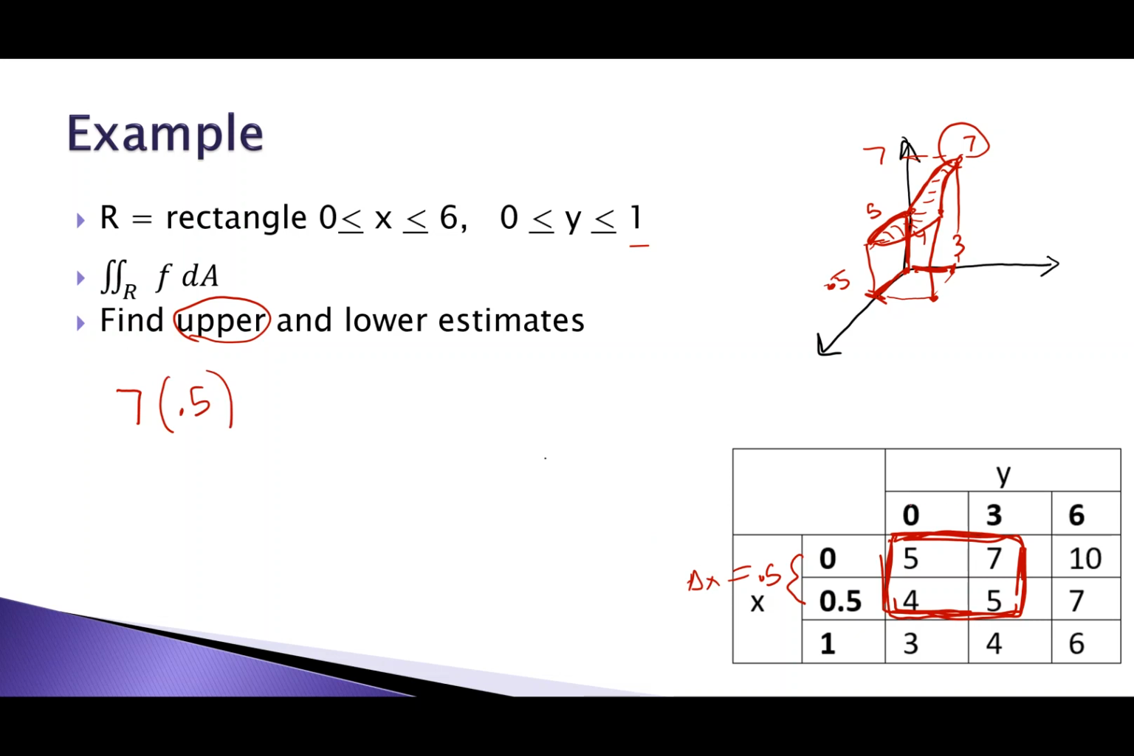And my delta y is 3. So there's my f, there's my delta x, there's my delta y. So the volume of this one little thing is 7 times 0.5 times 3, is 21 times 0.5, is 10.5.